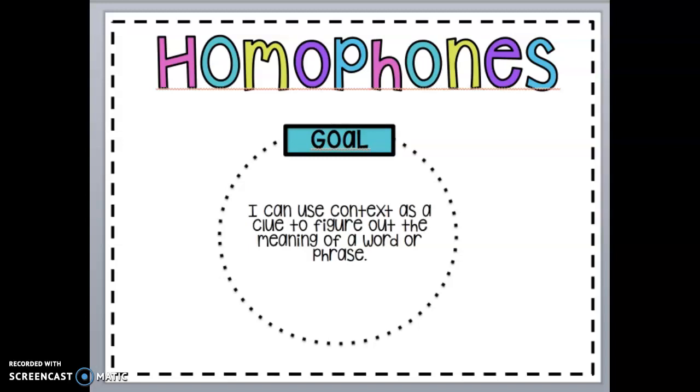So today we're going to be talking about homophones. Let's get to your goal. Remember, your goal is what you're going to be able to accomplish at the end of the lesson. And at the end of the lesson, you're going to be able to use context clues to figure out the meaning of a word or a phrase.